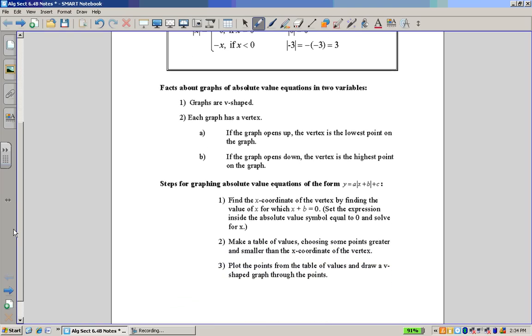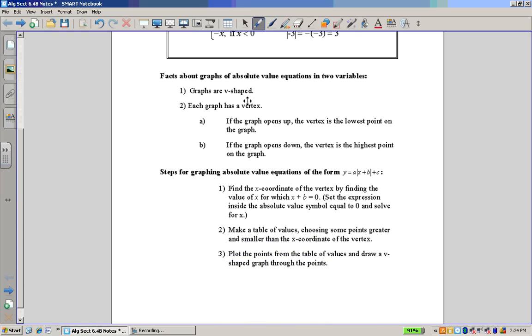Some particular things about absolute value equations. They're going to be V-shaped. Each one has a vertex. That vertex is at this point here. That's the vertex. You have two different options. If it opens up, the vertex is the lowest point. If it opens down, then the vertex is actually the highest point.